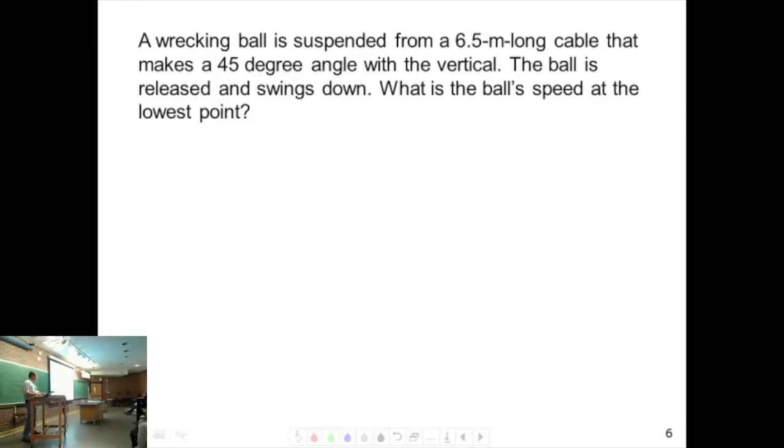So here's a problem. This is on the homework now. I don't remember what number it is. I get a lot of emails or questions about this homework problem.